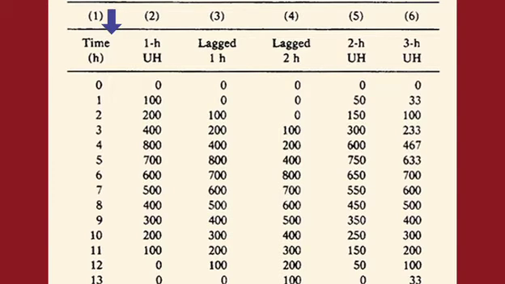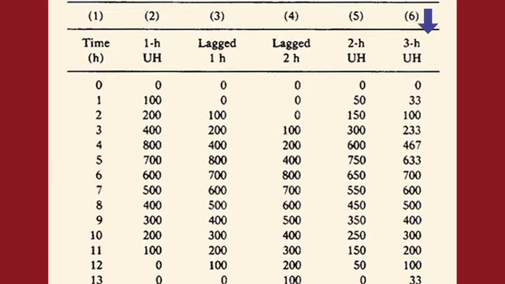Column 1 shows the time in hours. Column 2 shows the ordinates of the 1-hour unit hydrograph. Column 3 shows the ordinates of the 1-hour unit hydrograph lagged 1 hour. Column 4 shows the ordinates of the 1-hour unit hydrograph lagged 2 hours. Column 5 shows the ordinates of the 2-hour unit hydrograph, obtained by summing up the ordinates of columns 2 and 3 and dividing the sum by 2.